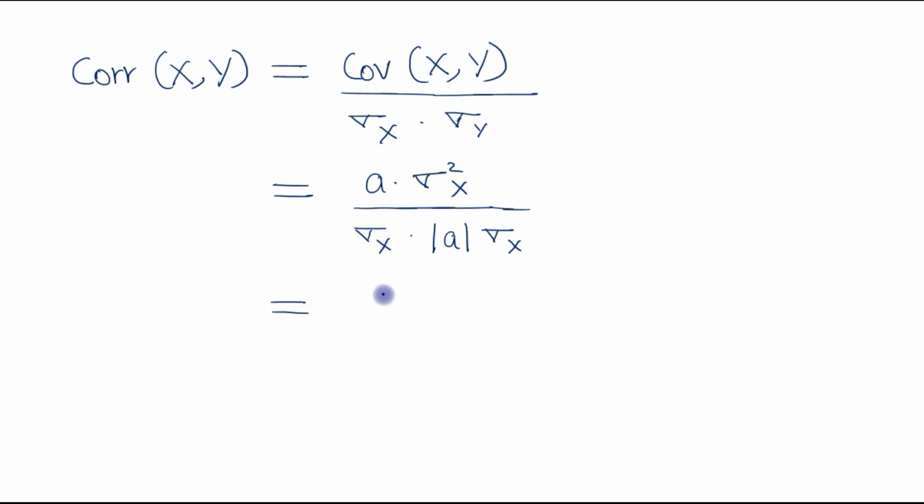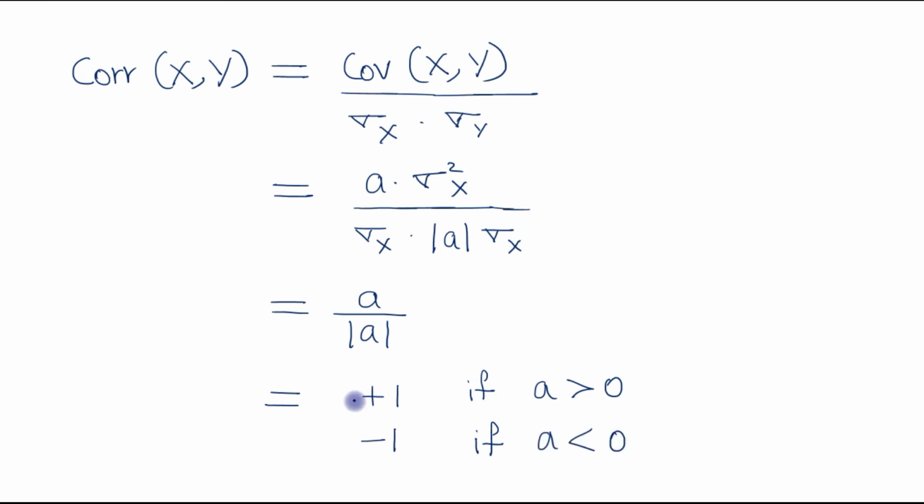Next step, this will become A upon modulus of A. So basically correlation between x and y will be equal to +1 if A greater than 0 and -1 if A less than 0. Fine.